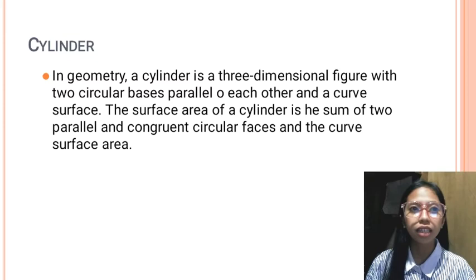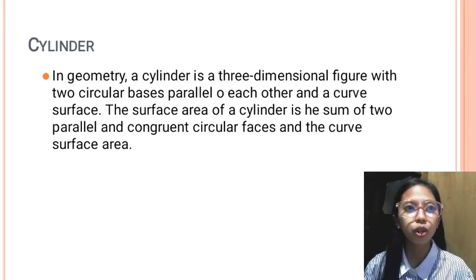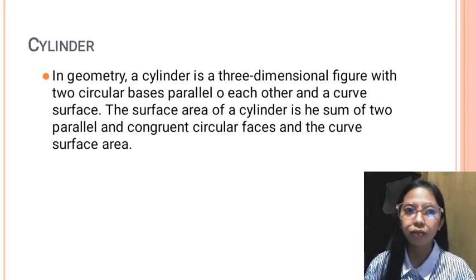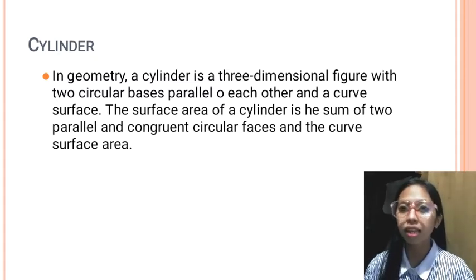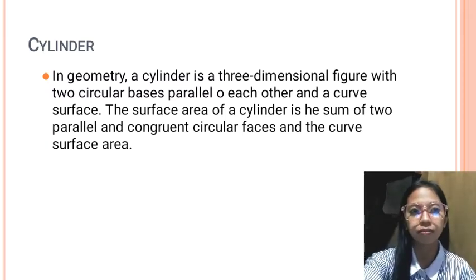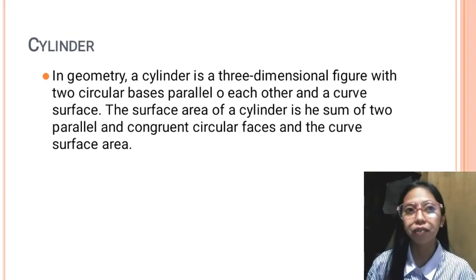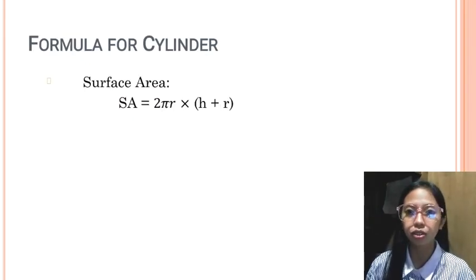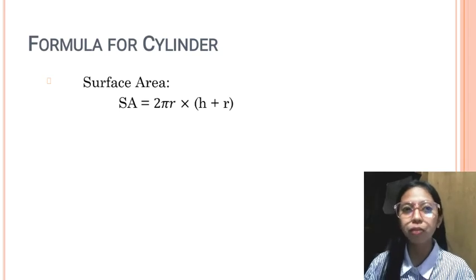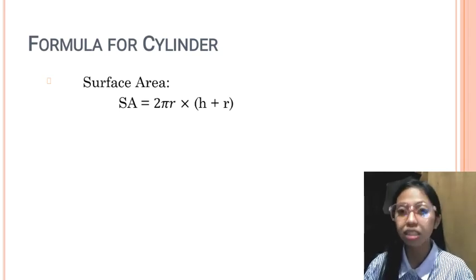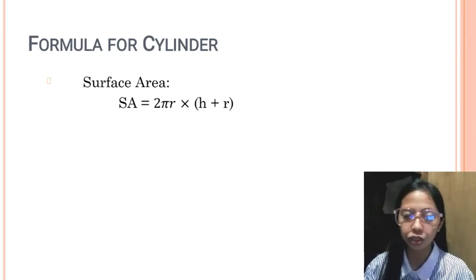In geometry, a cylinder is a three-dimensional figure with two circular bases parallel to each other and a curved surface. The surface area of a cylinder is the sum of the two parallel and congruent circular faces and the curved surface area. So the formula in finding the surface area of the cylinder is surface area equals 2 times pi times radius times the parenthesis of height plus radius.